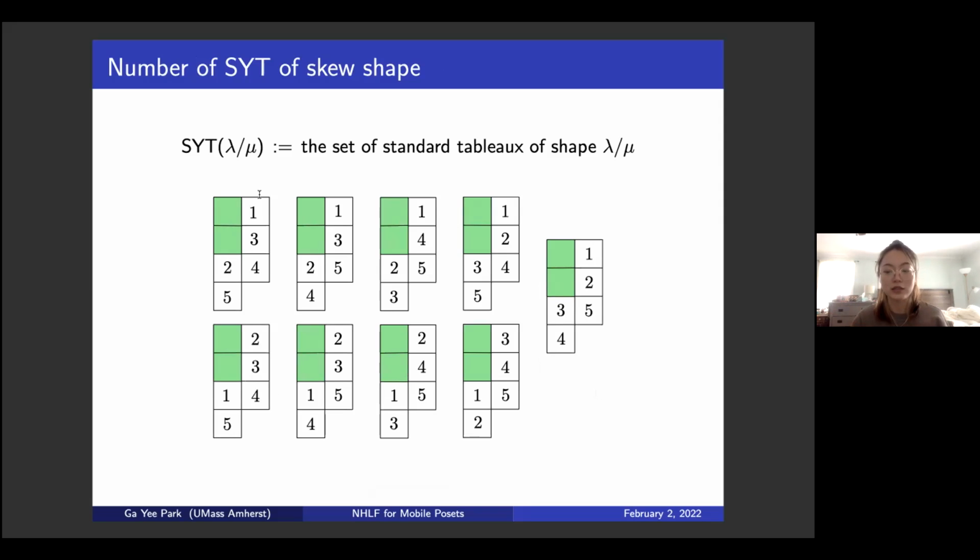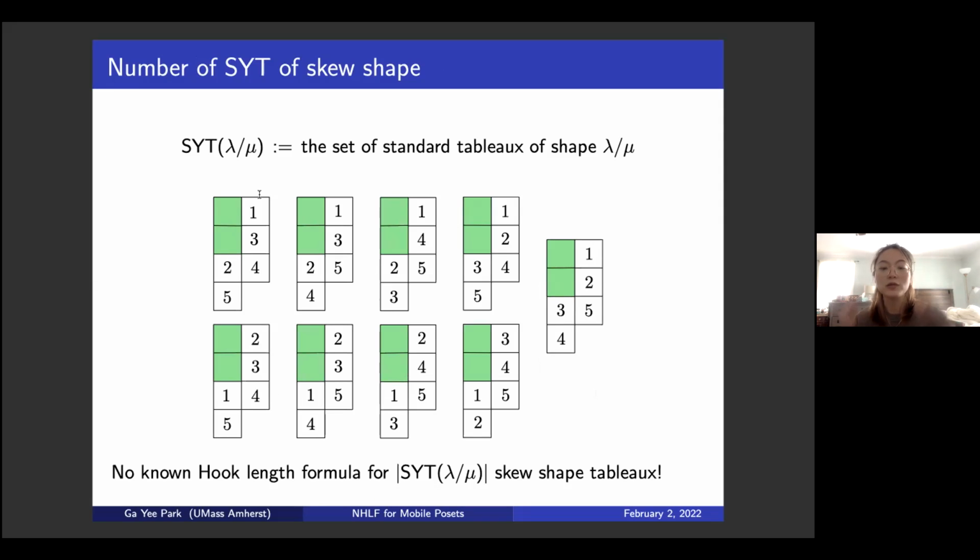And the question is, can we count the number of standard Young tableaux for skew shapes as well? And unfortunately, there's no known product. I should probably specify this. There's no known product hook length formula for the number of standard Young tableaux for skew shapes.